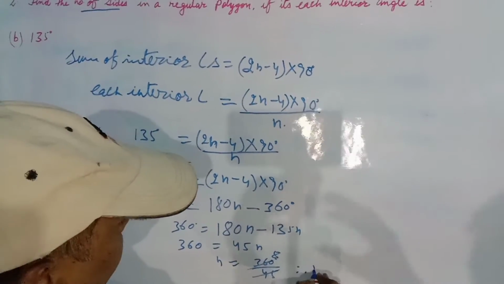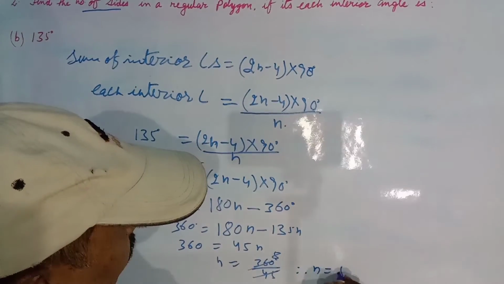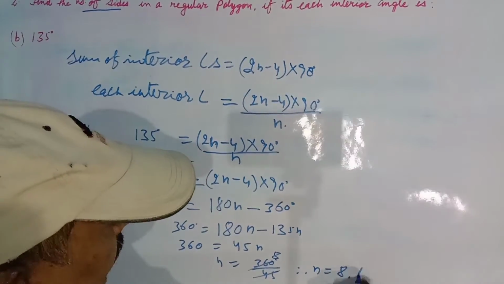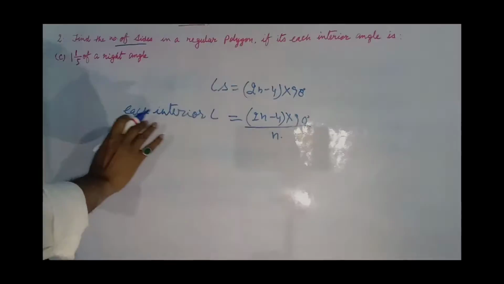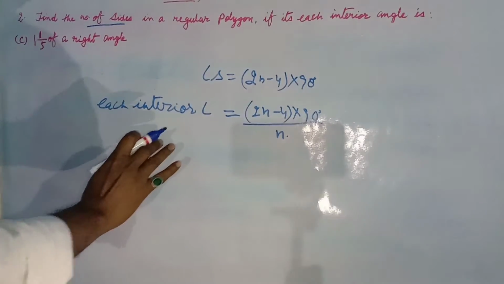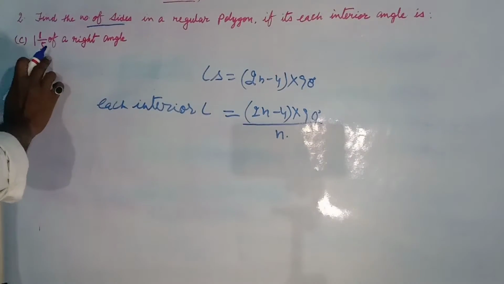Therefore n equals 8, that is, the number of sides equals 8. That will be the answer. Now in the third question we have been given each interior angle 1 whole 1 by 5 of a right angle.